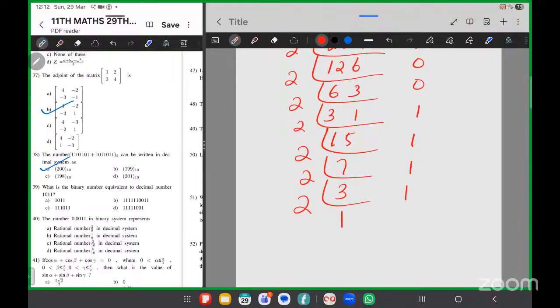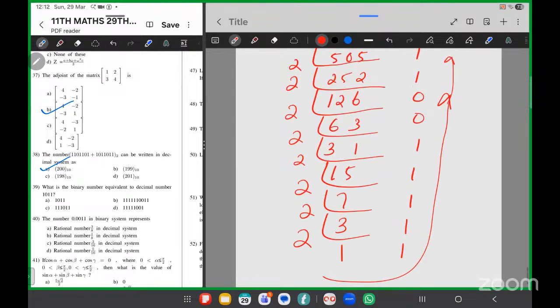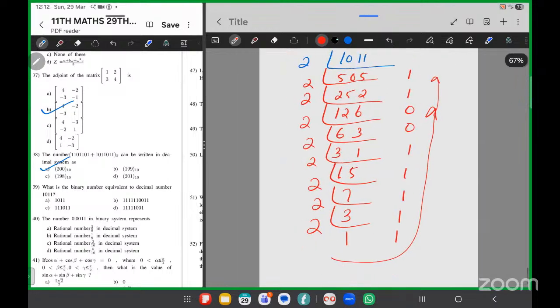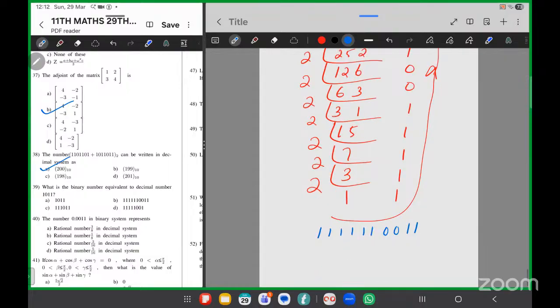So ऐसा देखो. Last से first तक जाना है. So you can write 1 1 1 1 1 1 0 0 1 1. कितना 1 है? 1 2 3 4 5 6. So 1, 2, 3, 4, 5, 6. So this is option B is the correct answer.